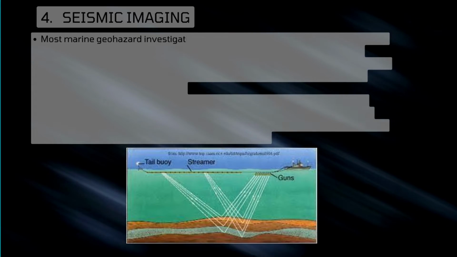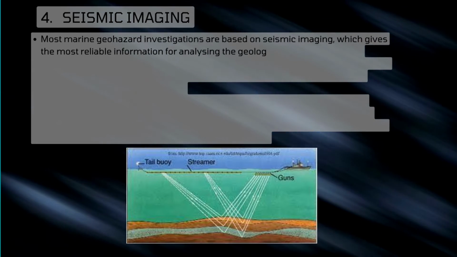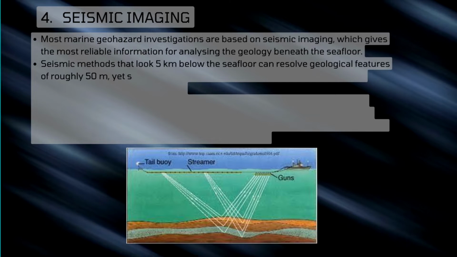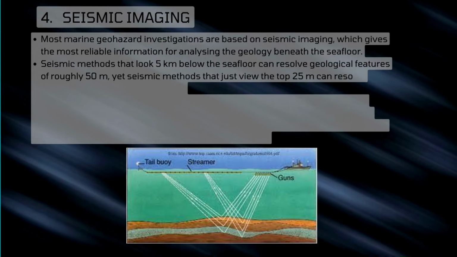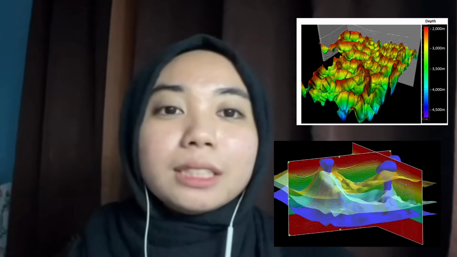The last method used is seismic imaging. Most marine geohazard investigations are based on seismic imaging, which gives the most reliable information for analyzing the geology beneath the seafloor. Seismic methods that look 5 km below the seafloor can resolve geological features of roughly 50 meters, yet seismic methods that just view the top 25 meters can resolve geological features of up to 25 centimeters. Modern systems can create three-dimensional images of the subsurface.